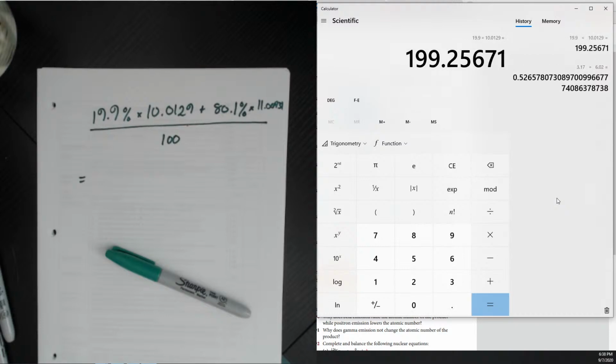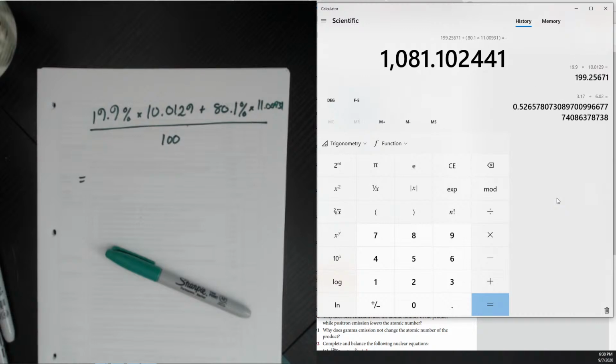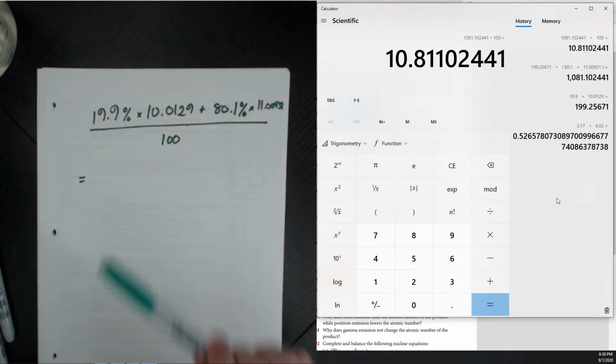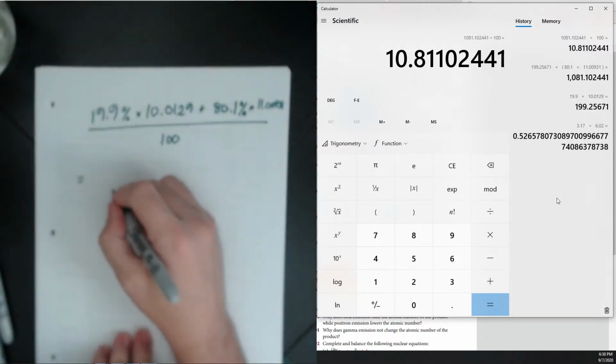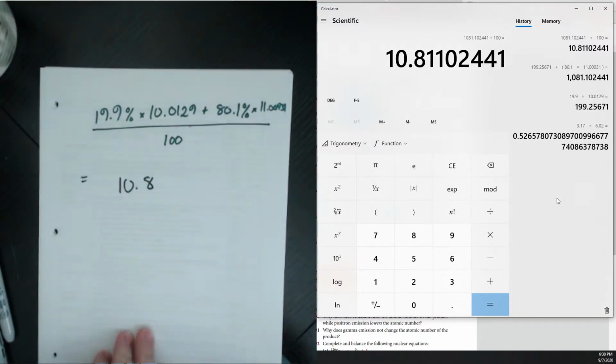10.0129 plus, let's go ahead and put in parentheses, 80.1 times 11.00931, close parentheses, enter, and then divide by 100 to give us our average of 10.8.